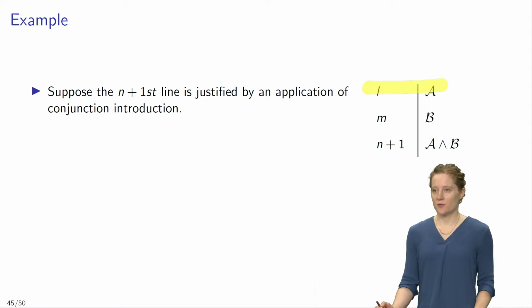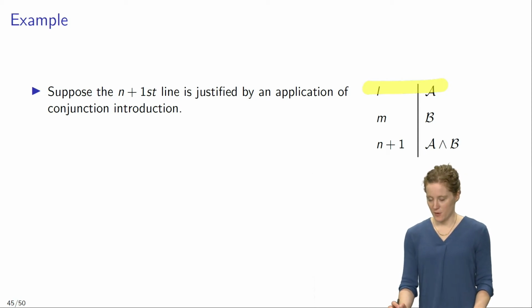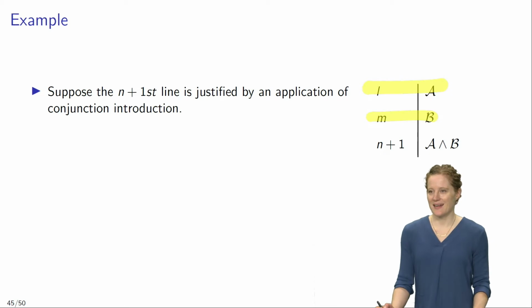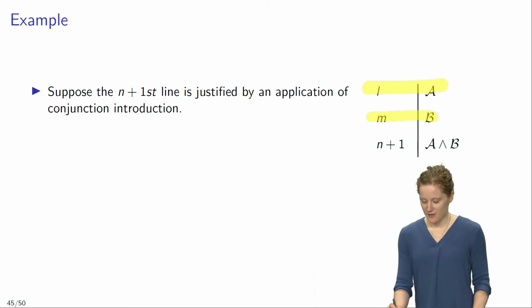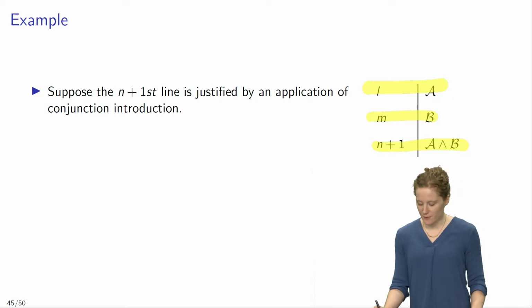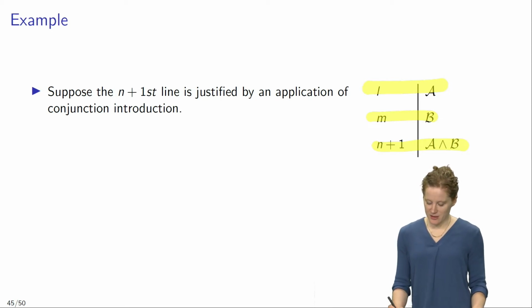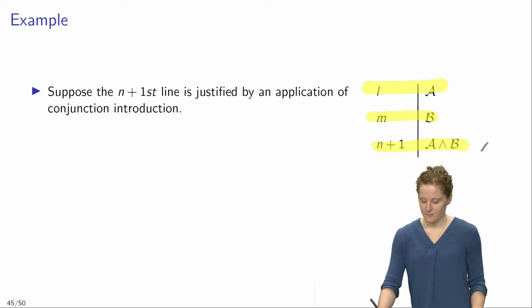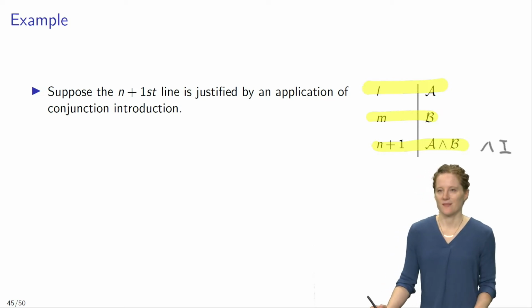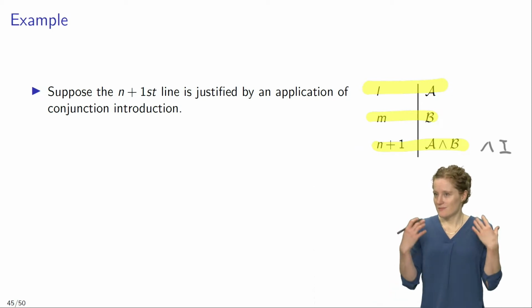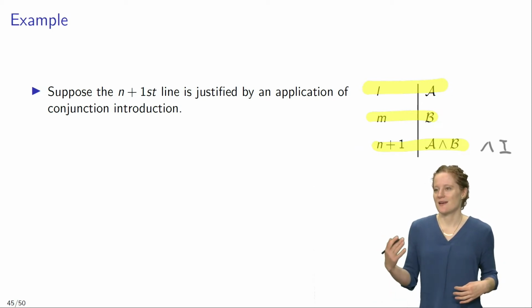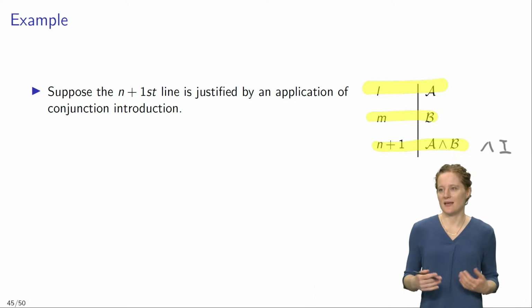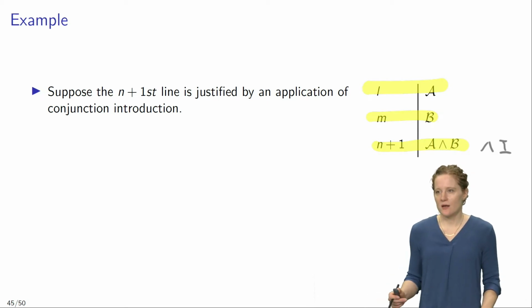And in line M of our proof, we have a sentence of the form B. And then in line n plus 1 of our proof, we have a conjunction of the form A and B, where this inference is justified by a correct application of conjunction introduction. Now we need to show that this line, n plus 1, is tautologically valid, meaning we need to prove that every valuation that makes delta n plus 1 true also makes the sentence in line n plus 1, namely A and B, true. So how can we show that?